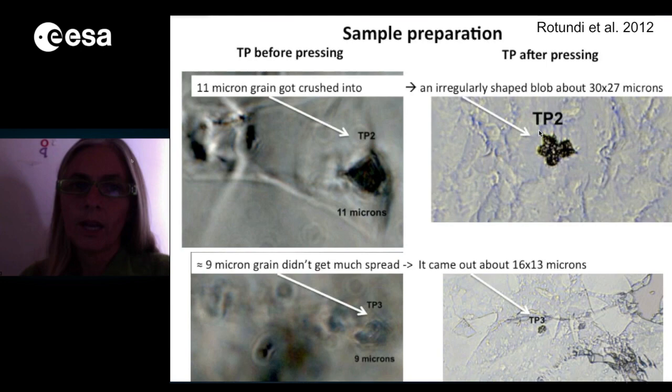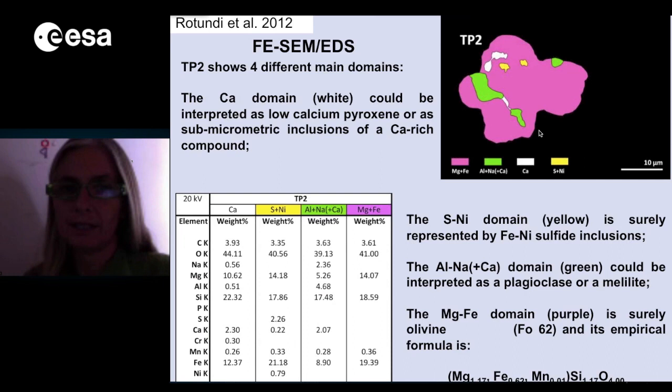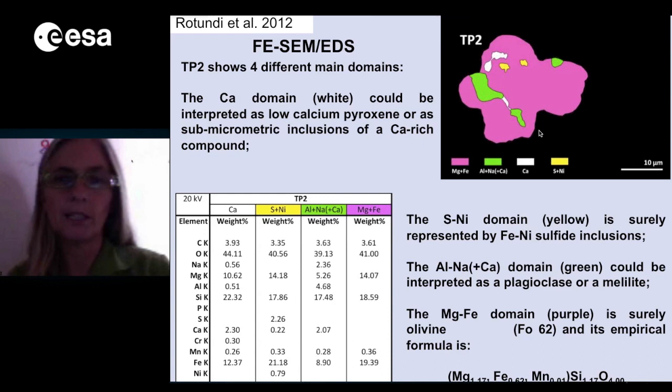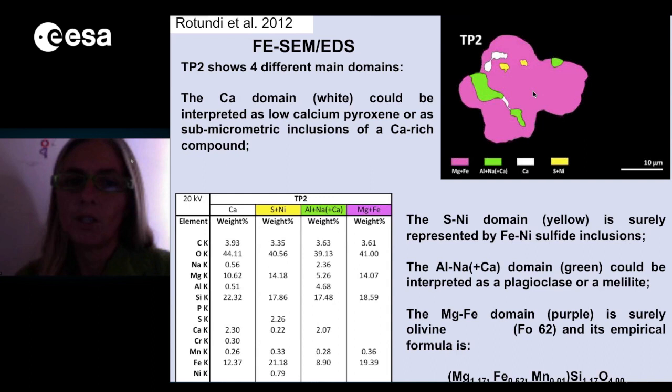And here are the results that we got with these other techniques. As I said, these are terminal particles. In fact, we expected not to find any organic component, and this is in fact confirmed. And we could reconstruct a map of the grain, where here you have the legend, so you see that the calcium domain, this white spot here, could be interpreted as low calcium pyroxene or submicrometric inclusion of calcium-rich compound.